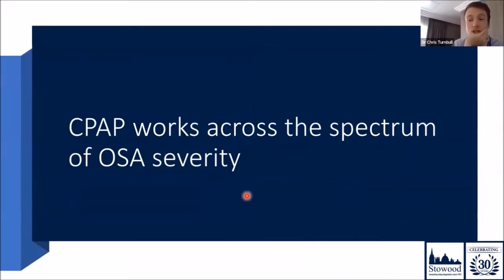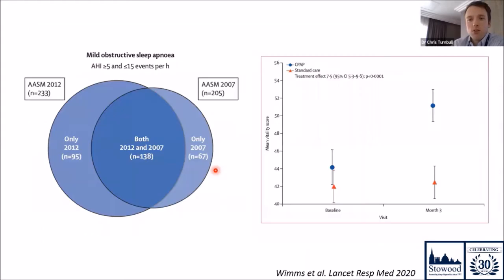As those of you who came to the keynote talk will know, I think that CPAP works across the severity of OSA spectrum. So I don't think it's that important to know exactly what severity category you're getting. It's more important to know whether there is sleep disordered breathing or not.